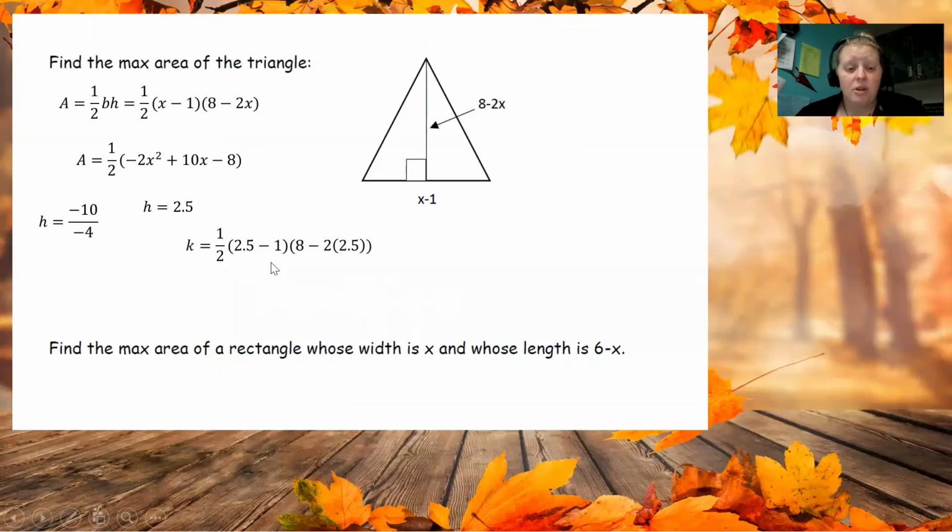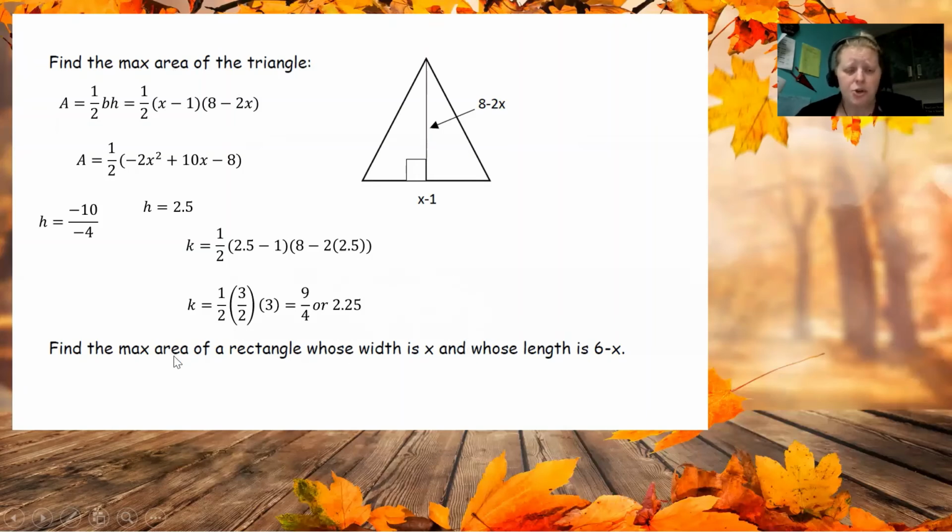And then all I'm going to do is plug 2.5 in for x. Again, I can use this formula right here, or I can use the starting formula. It doesn't matter, they're the same thing. I went ahead and used the starting formula. So if I substitute my 2.5 in for h, this is what it's going to look like. Clean it up a little bit. I should end up getting 9/4 or 2 1/4 as my maximum area.